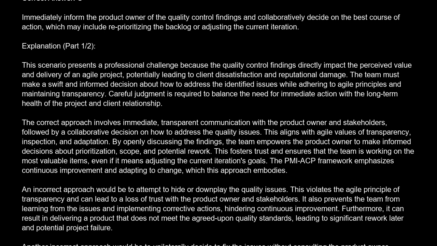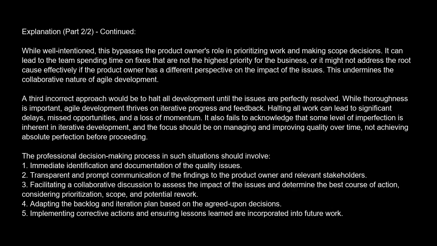Another incorrect approach would be to unilaterally decide to fix the issues without consulting the product owner. While well-intentioned, this bypasses the product owner's role in prioritizing work and making scope decisions. It can lead to the team spending time on fixes that are not the highest priority for the business, or it might not address the root cause effectively if the product owner has a different perspective on the impact of the issues. This undermines the collaborative nature of Agile development.